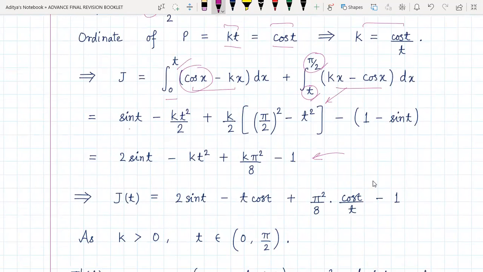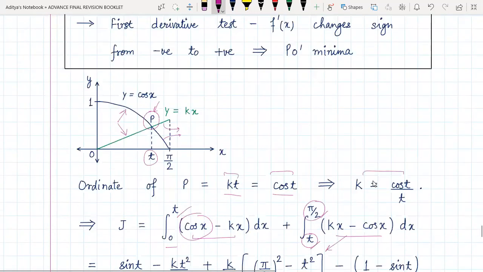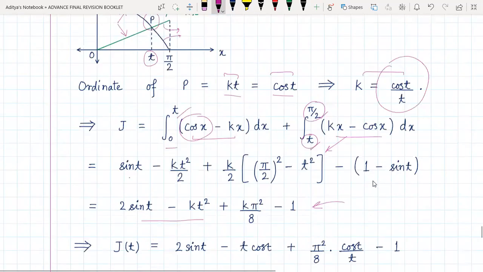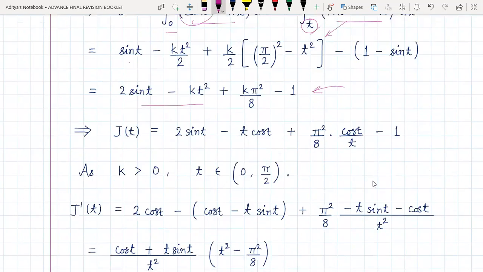Now once we get this expression, we observe one thing, that this has got two variables, t as well as k. So what we need to do is convert it into one single variable first. So we are going to substitute k as cos t by t, so that everything gets converted into one single variable. And that's pretty much the most important step in this particular question. So once I put it as cos t by t, this expression becomes t cos t. Here we are having this and remaining things as it is. Basically everything has now become a function of t.